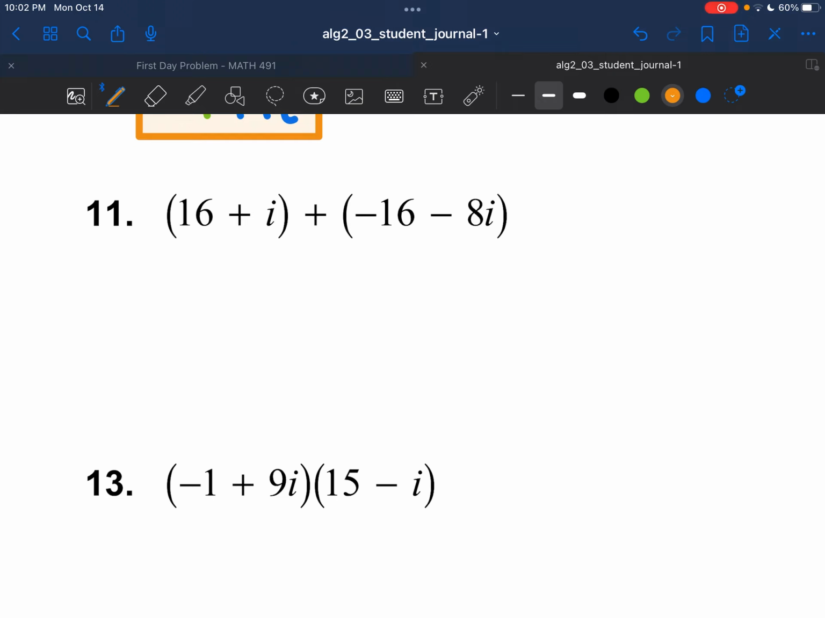Okay. Down here, same thing, but adding again this time. So 16 minus 16, and that is 0. So I'm not going to write that one. And then we have i minus 8i, which is negative 7i.